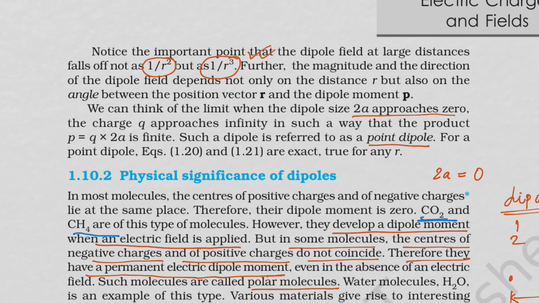Alright, so 2aq is called a point dipole when 2a approaches 0, when the size of the dipole is way smaller, like we make it very small. And in this case, we ignore the a element in our calculations and we only focus on the r.